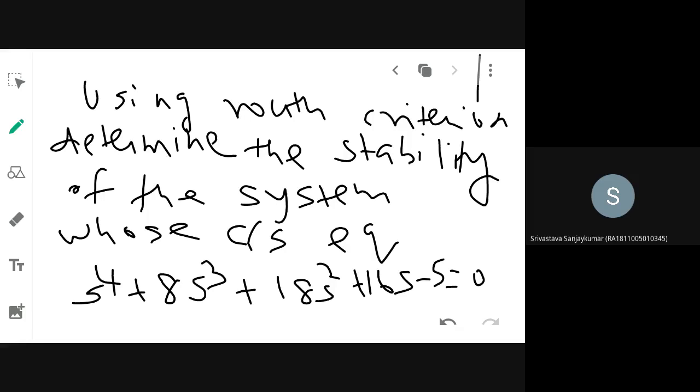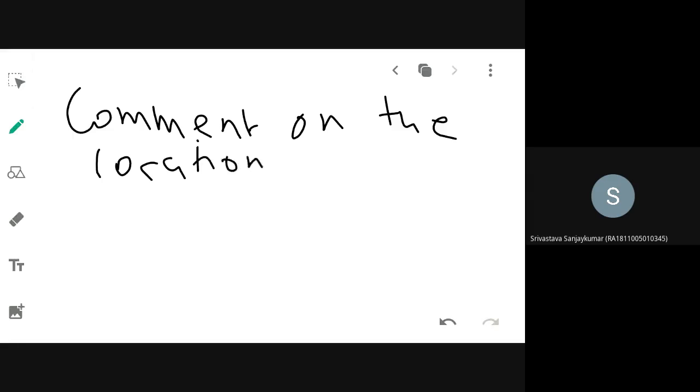Okay, and you have to comment on the location of the roots. That is the statement. So this is how the problem they will give. If they ask you to comment on the location of the roots, then you have to tell how many roots there are for this problem, where they are located, and whether the system is stable or not, depending upon what you are deciding. You have to write it in writing.